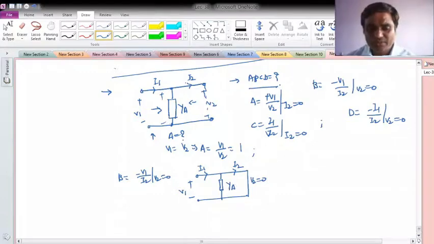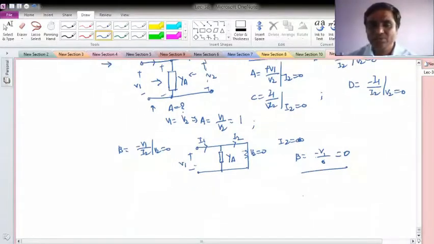If we have a voltage source connected across the short circuit, what is the current here? The current will be infinite, right? It means I2 will be infinite here, because if I connect the voltage across this short circuit, ultimately the current will be infinite. And if the current is infinite, then B will be minus V1 upon infinite, so the B value will be 0. We know that because if we connect the source across a short circuit, ultimately the current will be infinite.